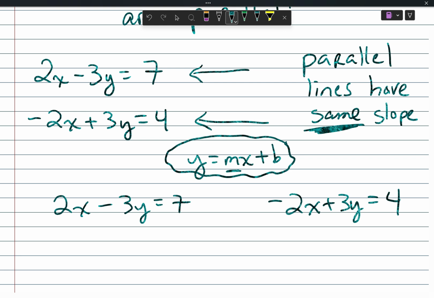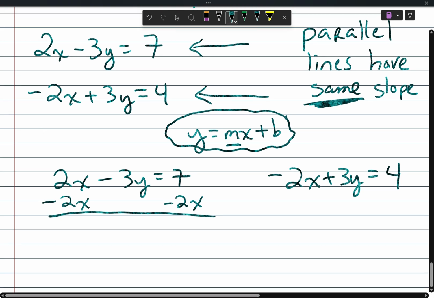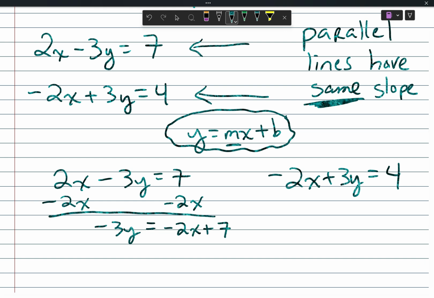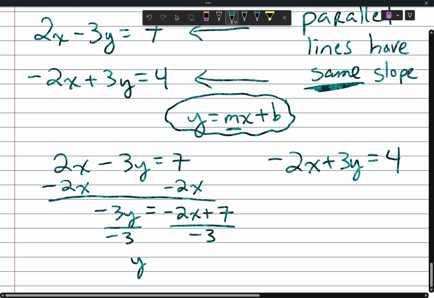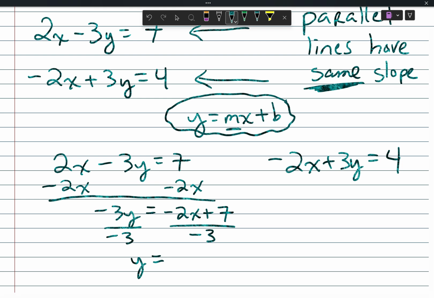So to solve for y, we need to get negative 3y by itself. So we subtract 2x. Subtract 2x. So we get negative 3y is equal to negative 2x plus 7. So now we have to get the y by itself. So we divide by negative 3. Divide by negative 3. So that leaves us y is equal to, and now 2 divided by 3, 3 doesn't go into 2, so you just leave it as a fraction. And then make sure you get your signs right. Always look at the signs.